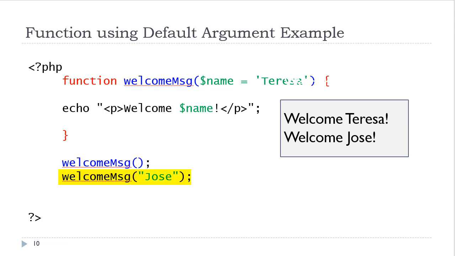The second time I call the function, I am passing it the value of Jose. So now the variable $name holds the value of Jose, and as you can see on the right in the web page, indeed it does say welcome Jose.